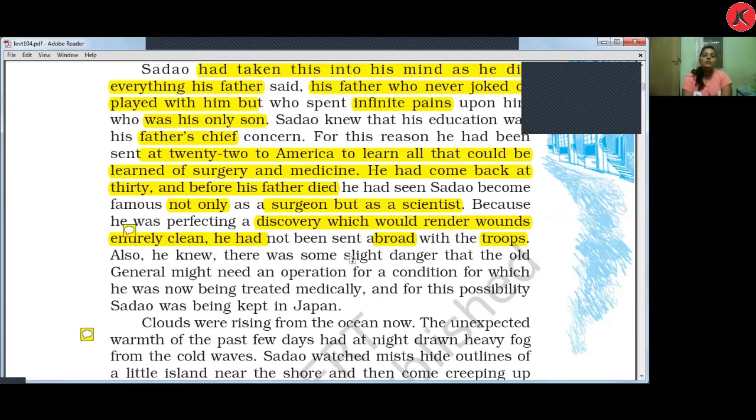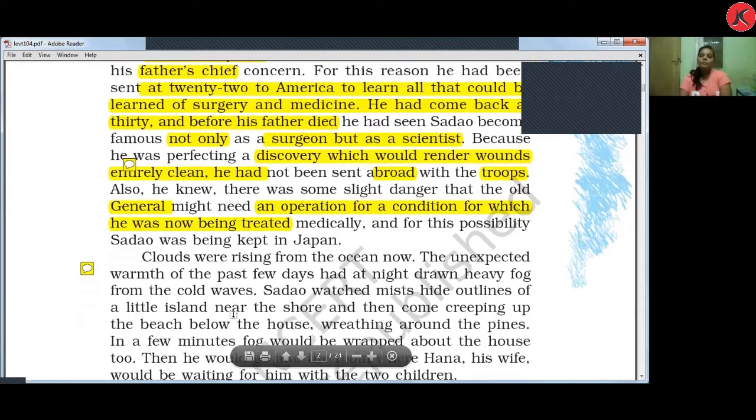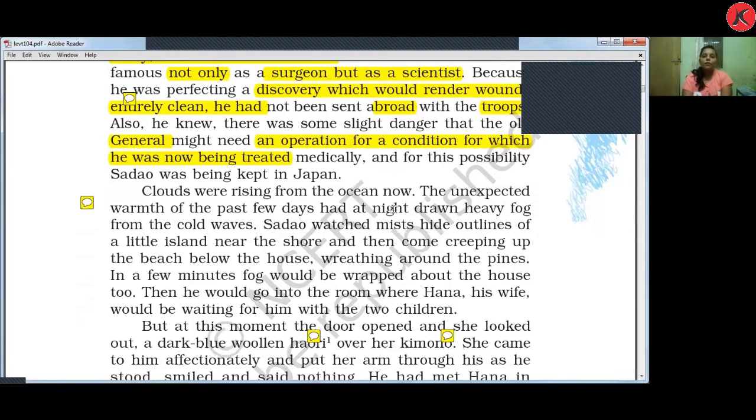Also, he knew there was some slight danger that the old general might need an operation for a condition for which he was now being treated medically. Here there was one general, his operation might be needed, and his condition was not very good. So he had to stay back for the medical treatment of this general. For this possibility, Sadao was being kept in Japan, and that's why Sadao was not sent with the other doctors to the war.